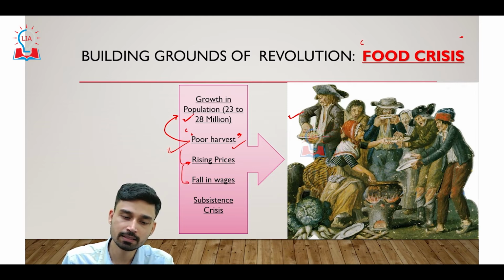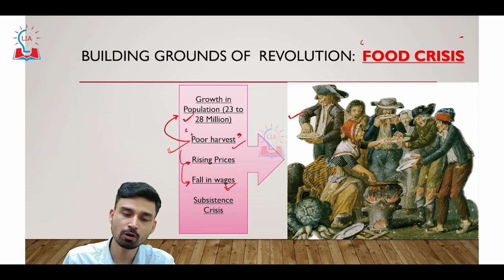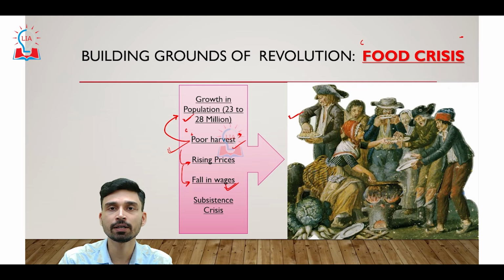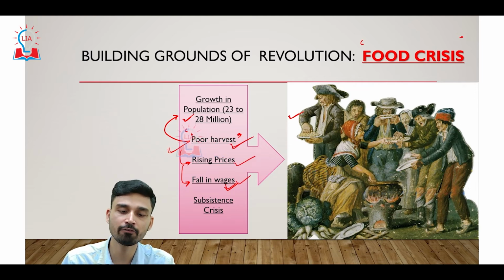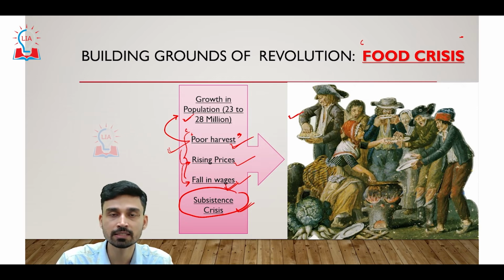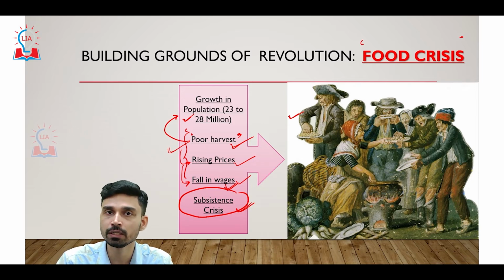Not only that, as the crops failed, there was less demand for laborers, and that also led to a fall in wages. So we can understand it is a kind of trifecta of tragedies. We have falling wages, we have rising prices, and we have poor harvest. Combined, all these three together produced in France something that we can refer to as a subsistence crisis. Subsistence crisis is the crisis where the general populace of France does not even have sufficient resources to feed themselves or their families, or to get a square meal for their families.